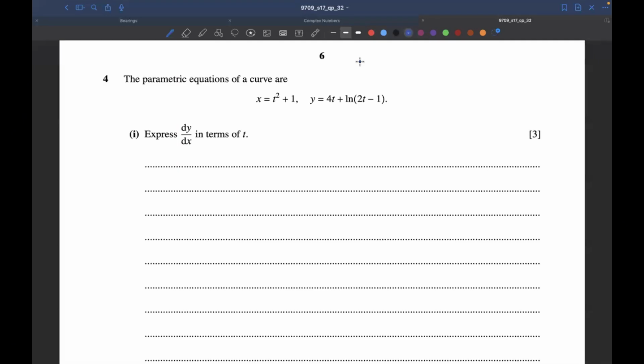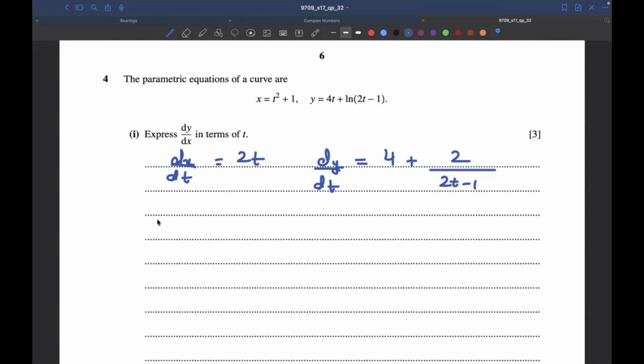In question 4, the parametric equations of the curve are given and we have to express dy by dx in terms of t. Now in the first step, we'll find dx by dt. That will be equal to 2t, and dy by dt will be equal to, the derivative of 4t will become 4 plus the derivative of ln of 2t minus 1, so 2t minus 1 will come in the denominator and the derivative will come in the numerator.